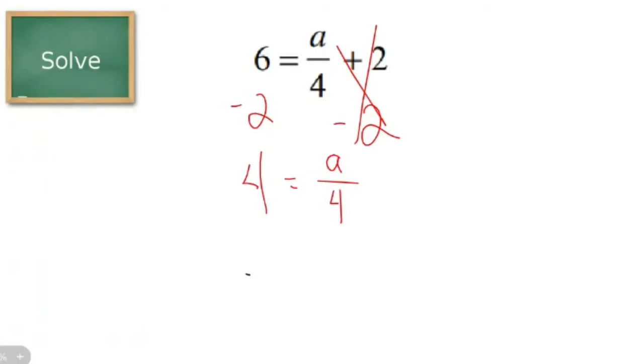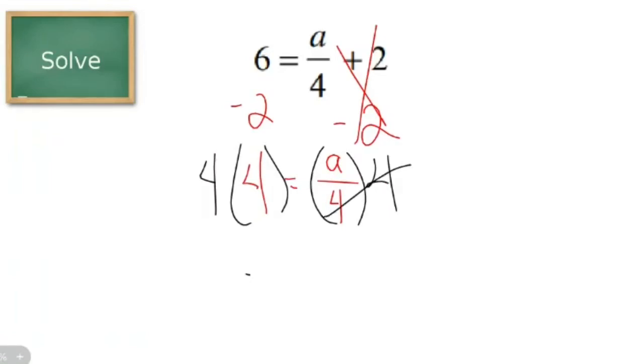Now I want to get A all by itself, and the way I get A all by itself is I do the opposite of divided by 4, which is multiply by 4. Cross that out. 4 times 4 is 16, the legal driving age in Pennsylvania. A is 16, but I hate the way that looks. A is 16.